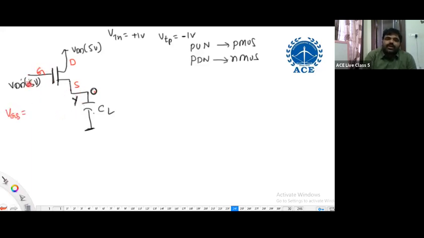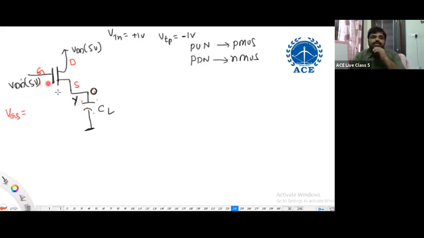What is the gate to source potential we are getting? 5 minus 0, that means 5 volts. It is positive, which is greater than VTN. It can switch on this MOSFET. Understand correctly? Gate to source potential is positive because the gate is at 5 volts and the source is at 0 volts.